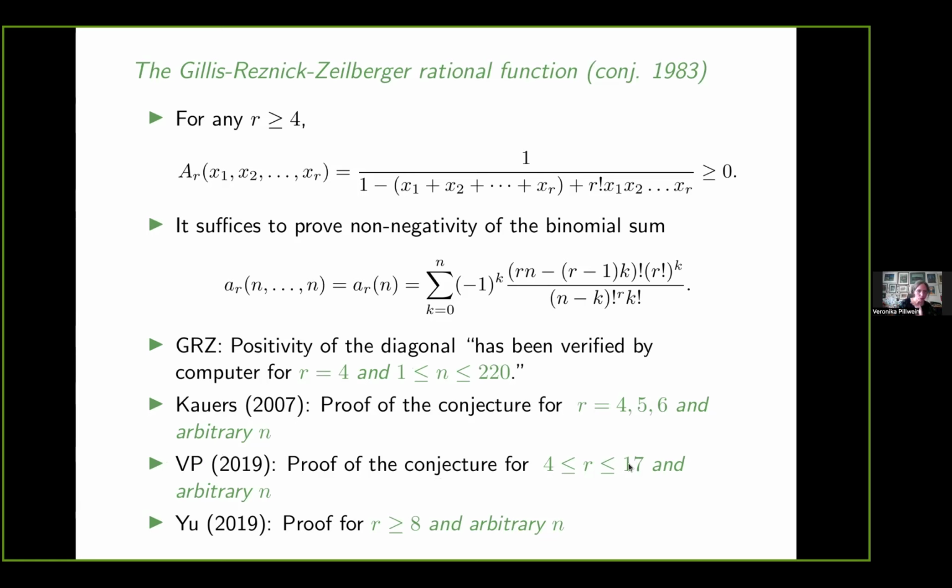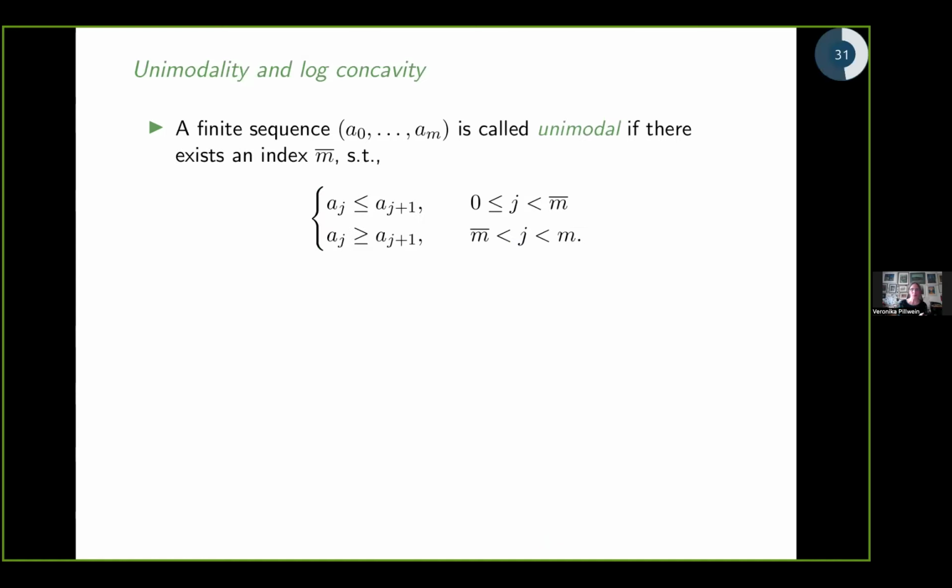One thing just to mention, Xu does not need the restriction to look at the diagonal. He goes for the whole multivariate sequence for cases from r greater or equal 8. So our results are still needed for the lower order cases. Good. So this is a sequence where it doesn't work.